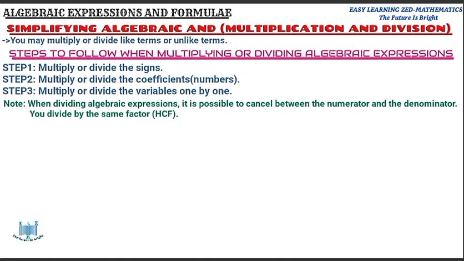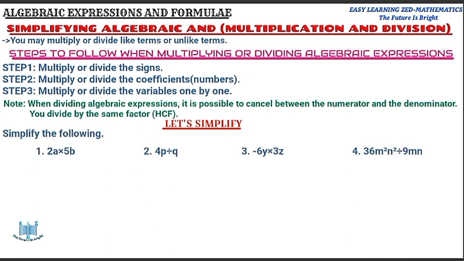Okay, let me demonstrate what I'm saying through these four examples. So let's start with question 1. Question 1, we have 2a multiplied by 5b. So I'm going to write it down.